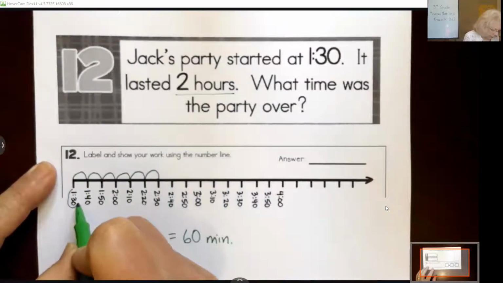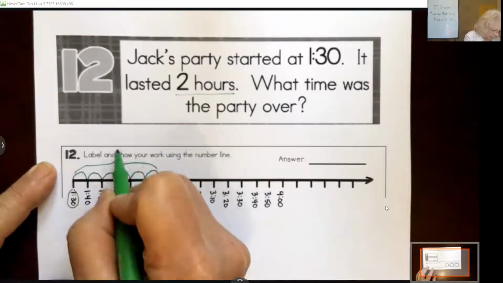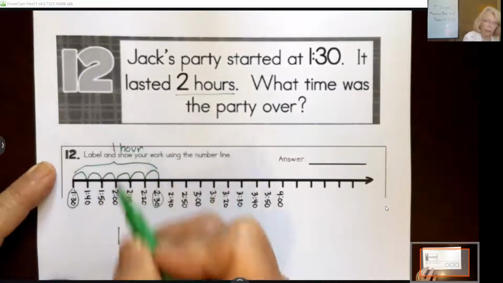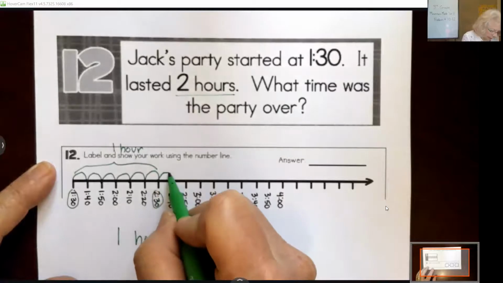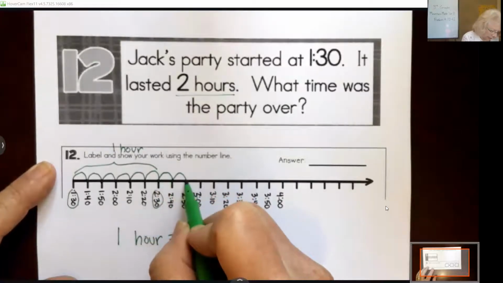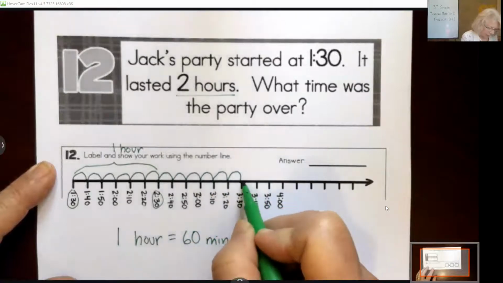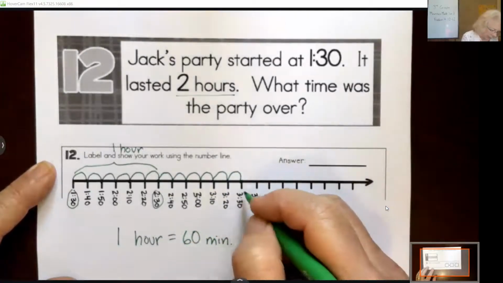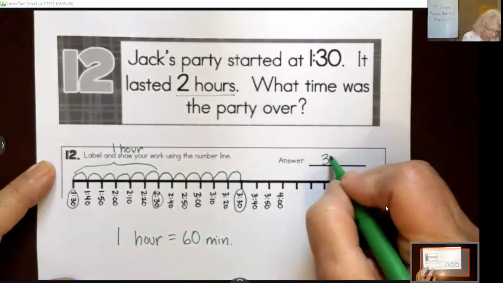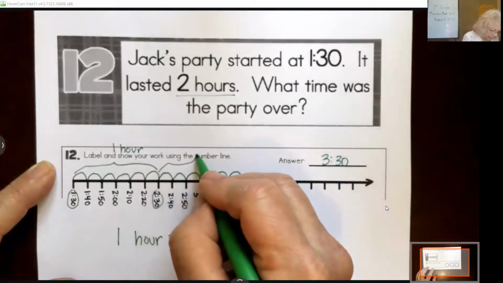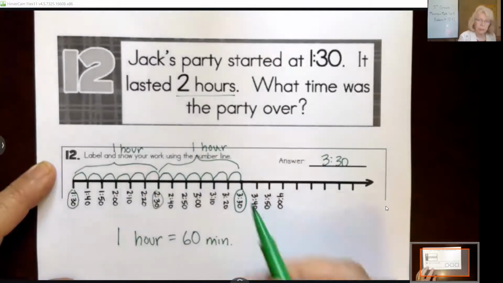Okay, we started at 1:30, right now it's at 2:30, and this is 1 hour. Okay, we need another hour, so we're going to count off another 60. 10, say it out loud with me, 20, 30, 40, 50, 60. And we're going to stop here, and that time is 3:30. So this is also 1 hour, and that's how we moved forward 2 hours.